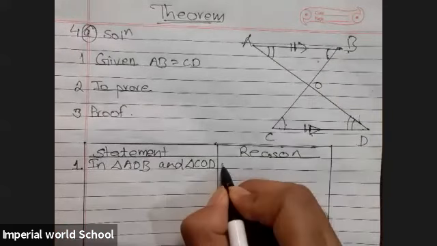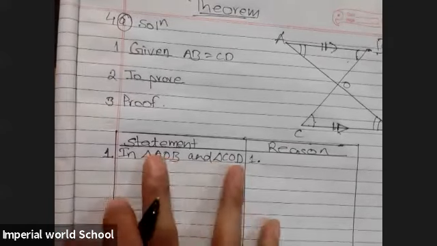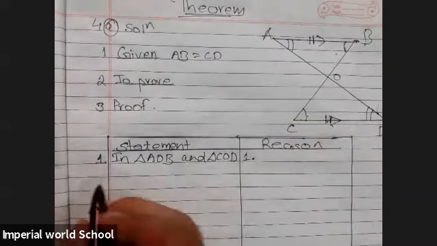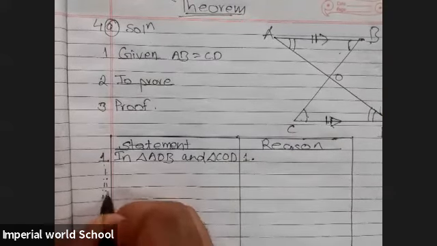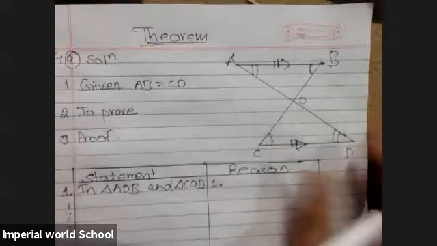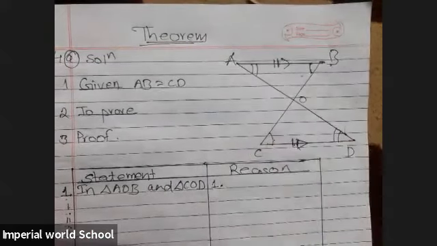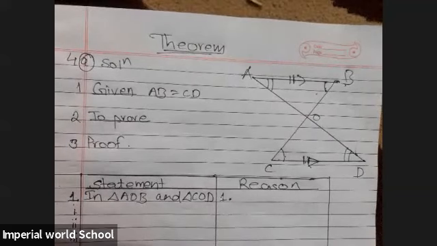Number one doesn't normally have a reason. Number one will never have a reason, since it is just the name of the triangles. So triangle AOB has been taken and triangle COD has been taken. And this number one will have three sub points: i, ii, and iii. We have already found by which axiom they are going to be congruent.